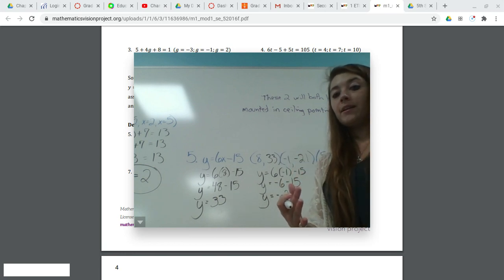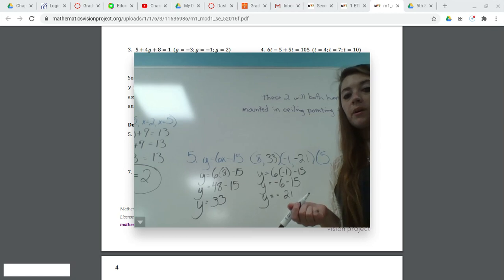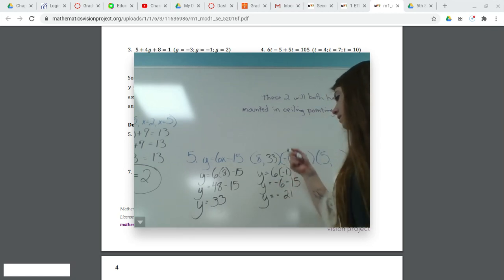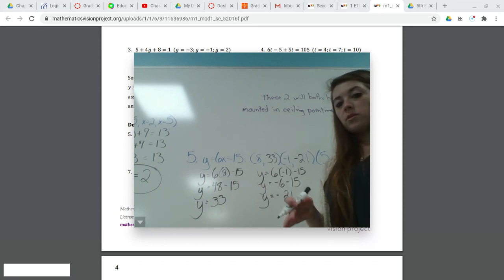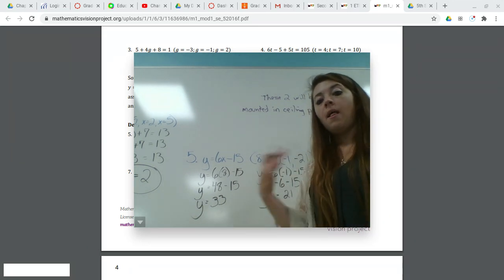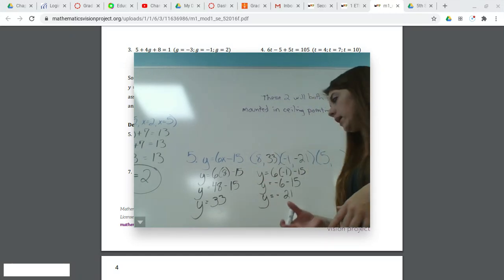That's not really your final answer. The solution to this equation is not just y equals negative 21. The solution is negative 1, negative 21, because we have two variables. So we're not just saying one variable. That's not the solution. That only gives us part of a solution. So be really careful with that.